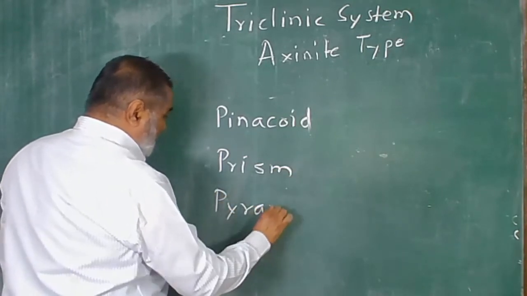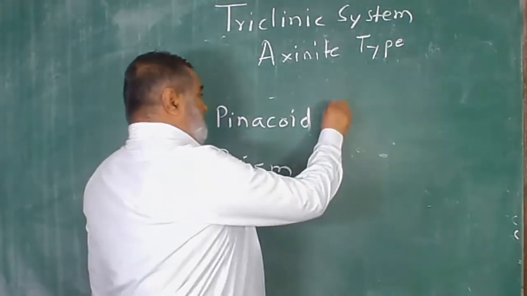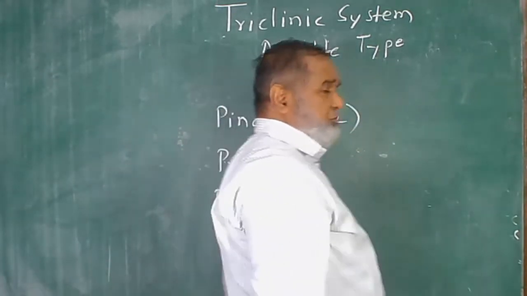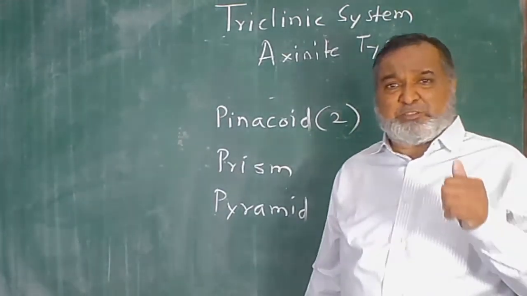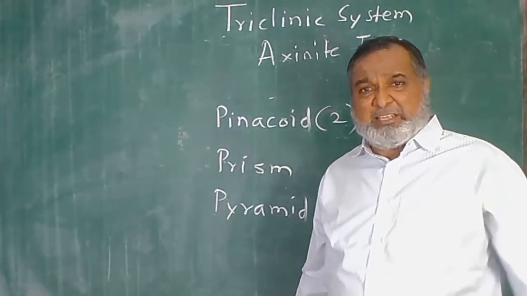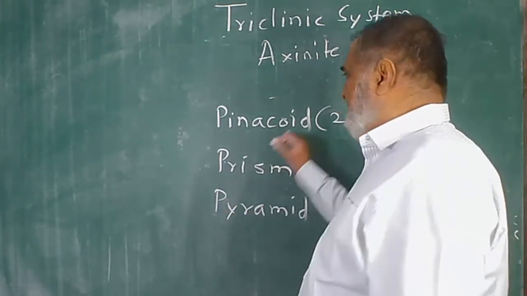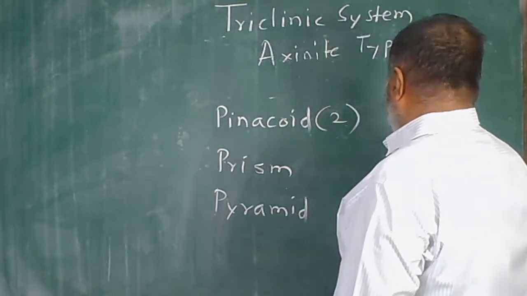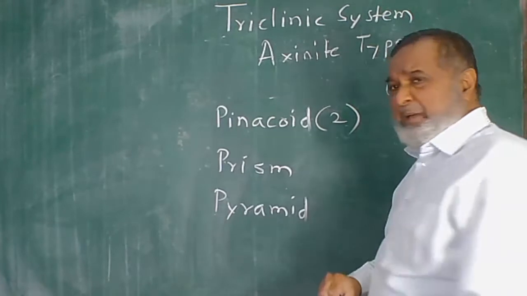See now, all of them start with P itself. Now, the pinacoid definition: it consists of two similar faces. The index face is going to cut only one axis and remain parallel to the other two axes. So here, there are three axes. Say if your A axis is going to be cut, then the remaining B and C remain parallel.